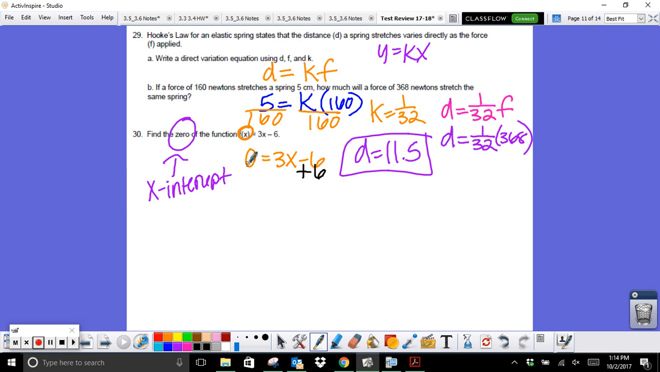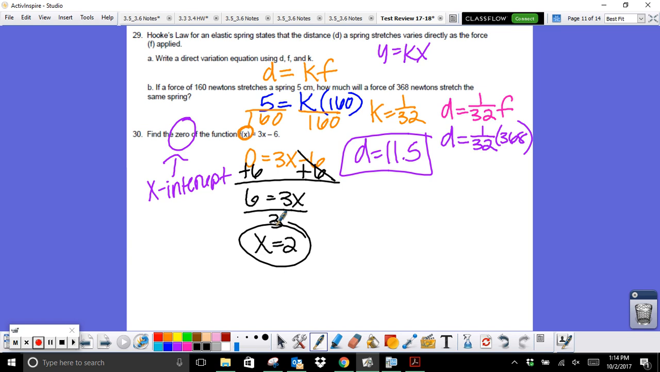So I'm going to add 6 to both sides. So I have 6 equals 3x, divide by 3, and so x is 2. If I needed to put that as an ordered pair because it is my x-intercept, it would be (2, 0).